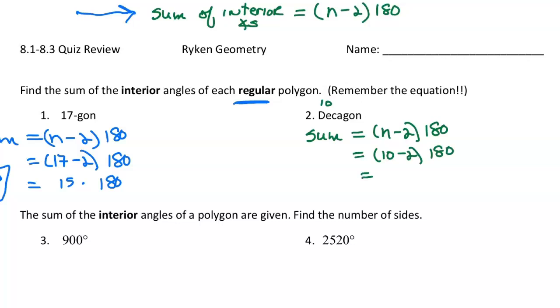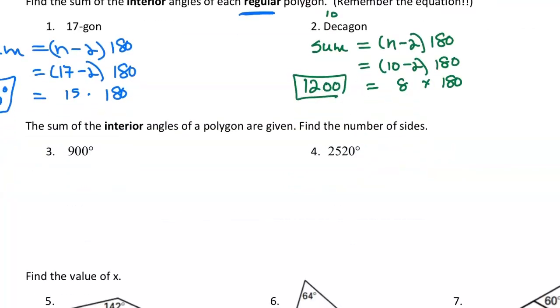So the sum will equal 8 times 180 degrees. And when you plug that in your calculator, you should get 1200. So that is the sum. Okay, make sure that you can do that. Okay, the sum of the interior angles of a polygon. Polygon just means multi-sided figure. Okay, so these are all polygons, and they're all convex polygons. So the sum is given.